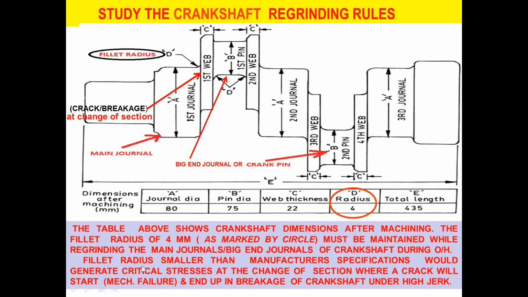But a fillet radius smaller than the manufacturer specification would generate critical stresses at the change of section. This is one section, this is another section, so there is a change of section here. So critical stresses will develop here at the change of cross section, where a crack will start. This is a mechanical flaw.